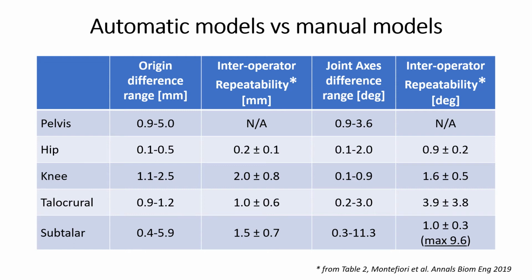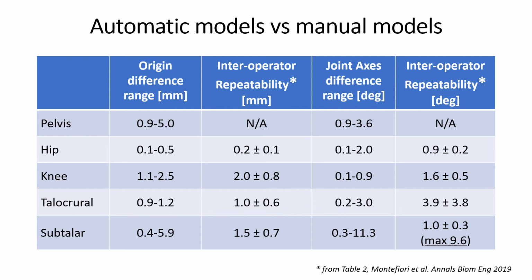Then, we compare the joint reference systems from the manual and automatic models, quantifying the linear distance between the identified origin and the angular differences among the corresponding axes of each joint reference system. The values that we computed were compared against the interoperator repeatability reported by Montefiore et al. in 2019 for the manual procedure to verify how STAPLE was performing in comparison to the variability of human operators.